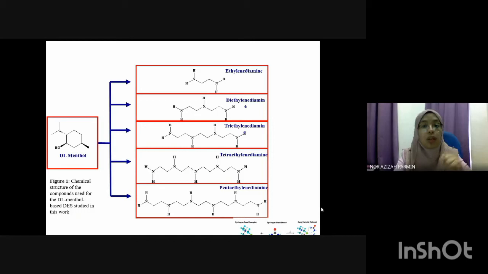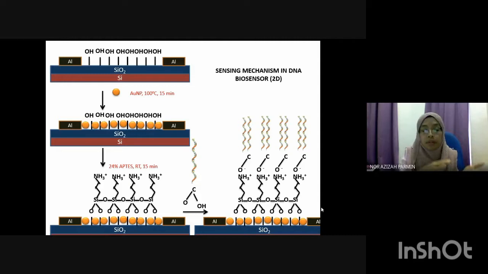In my previous research study, I used APTES as a linker. Because APTES is an ionic liquid, I want to substitute APTES with the DES to enhance the signal in my biosensor development, for the early detection of ovarian cancer.